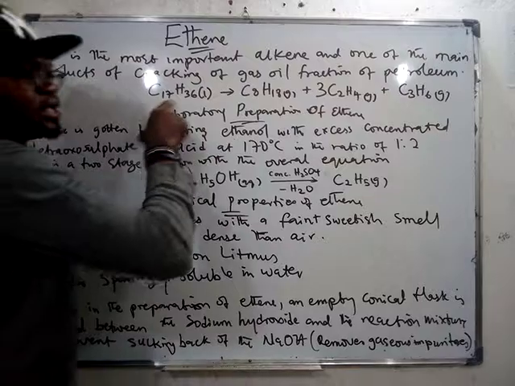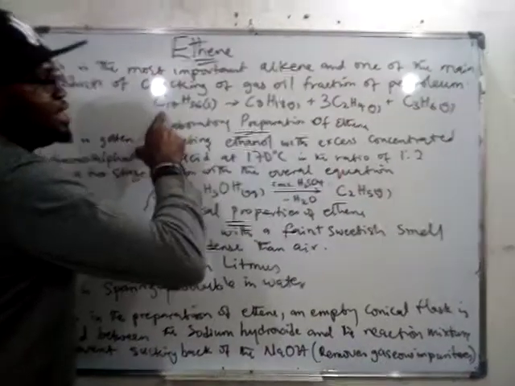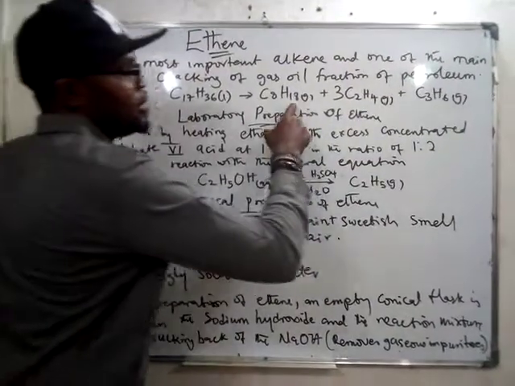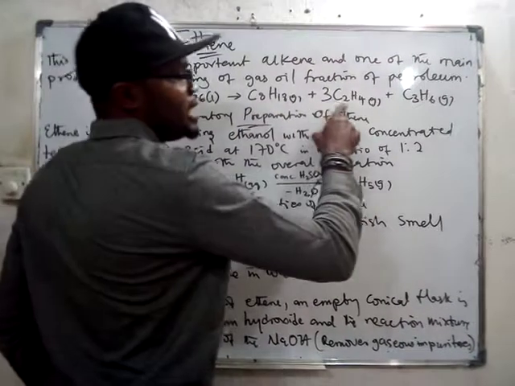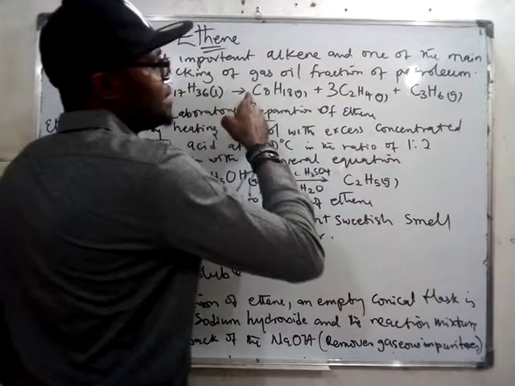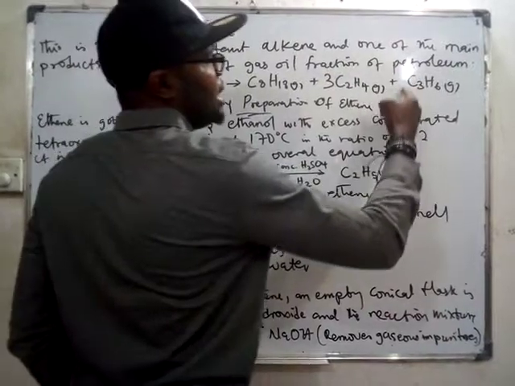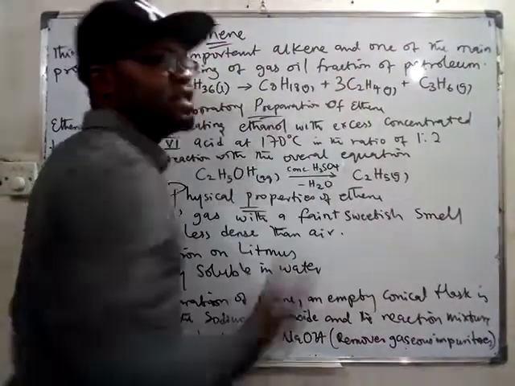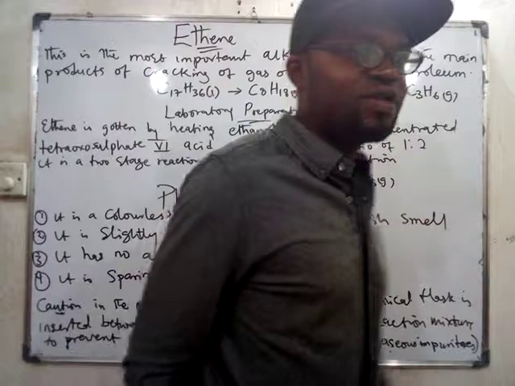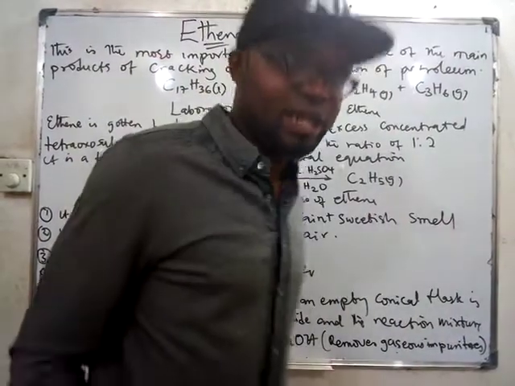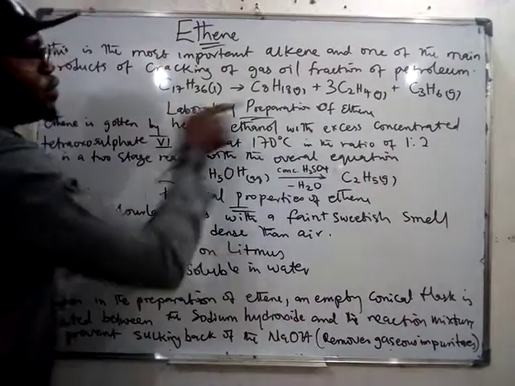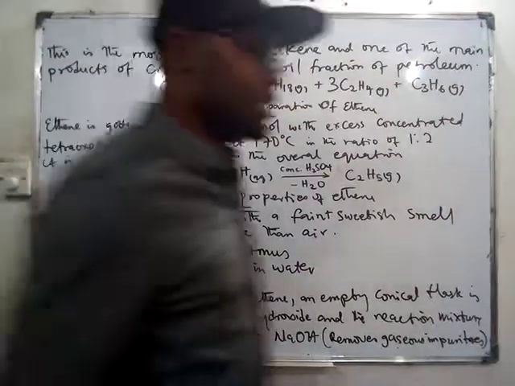This is C17. Can you see 17? It's very high. So when you break it down, you get this one, C8. You get ethene. Can you see ethene? This one is how many? 1. This one is how many? 1. But ethene is how many? 3. Meaning that you produce more molecules of ethene after cracking. Is that clear?